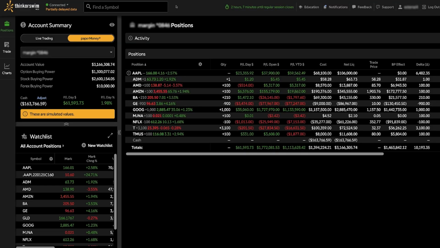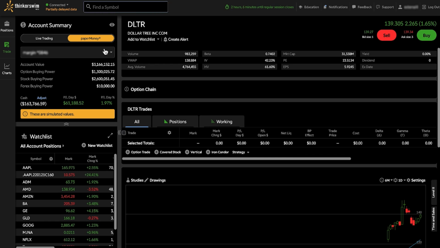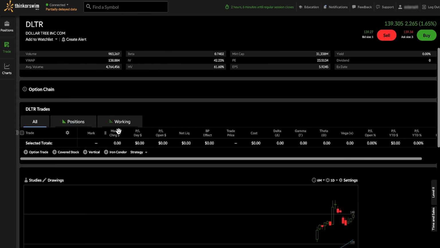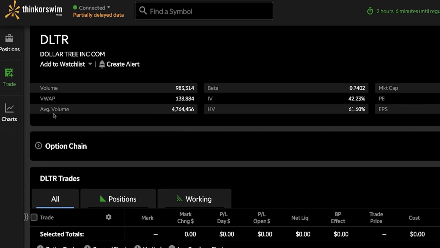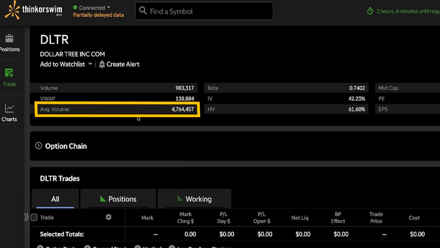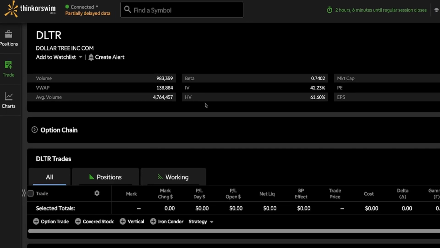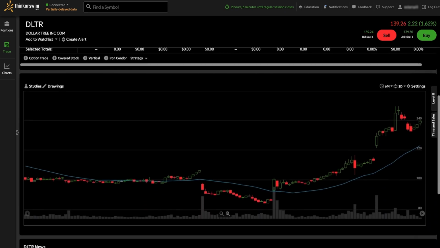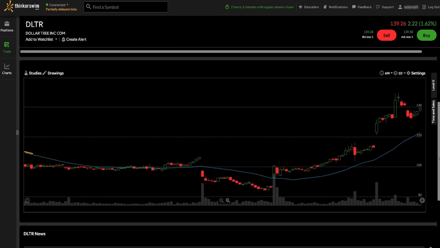First up, you've got to choose an underlying. We're in our paper money positions page, but I'm going to look at Dollar Tree, DLTR. I'll click here to close the sidebar. As you can see, it's highly liquid, with the average volume at 4.7 million shares traded daily. On this 6-month daily chart, you can also see its 30-day moving average is already in an uptrend.